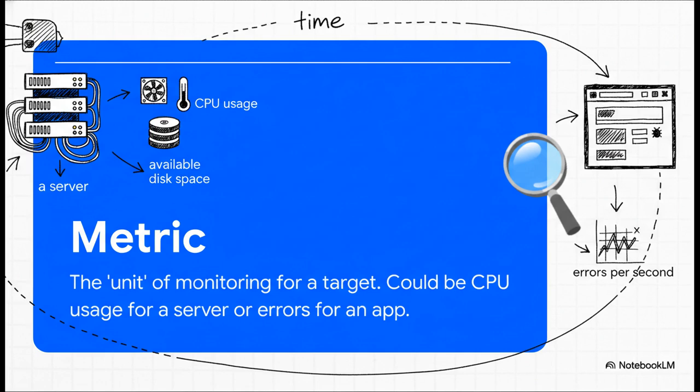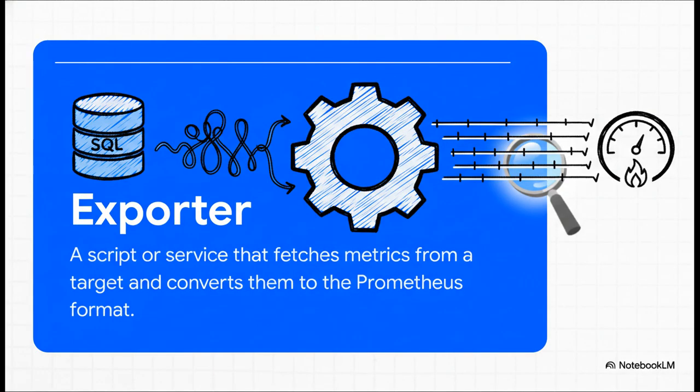For your app, a metric could be the number of errors it's throwing per second. These are the actual data points you're collecting minute by minute. Okay, but here's a question. What if your database doesn't know how to talk to Prometheus? It doesn't just spit out metrics in the right format. That's where something called an exporter comes into play.